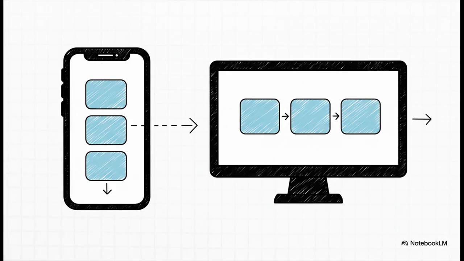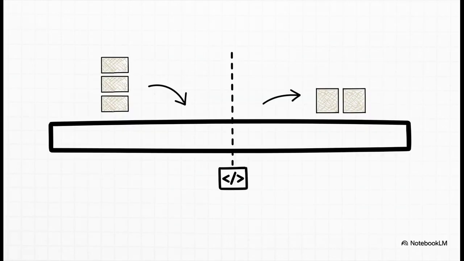Let's make this real with an example. Imagine on a phone, we want a bunch of cards to stack up neatly in one single column. But on a larger screen, like a tablet or a desktop, we want those same cards to sit side by side in a nice two-column grid. And here's exactly how we pull that off.